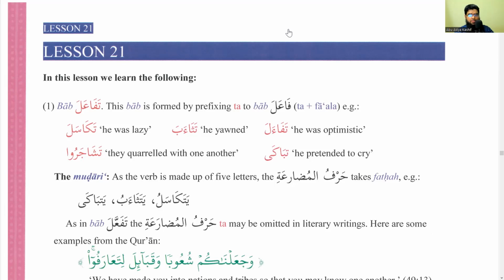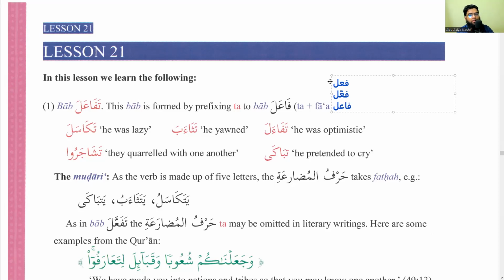So what is form 6? We've done form 2. So what is form 1, by the way? Form 1 is just a simple fa'ala, right? And then form 2, you double the ain kalima. You give two ains, that is form 2. Fa'ala, like allama, darrasa, like that. And then we learn form 3. Form 3 is what? Adding an alif. Fa'ala. This is form 3.